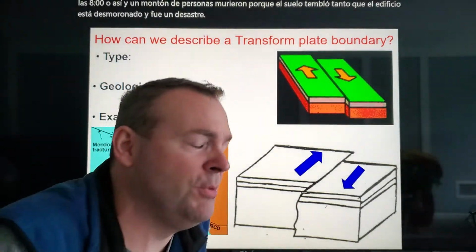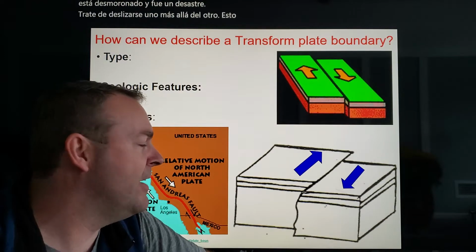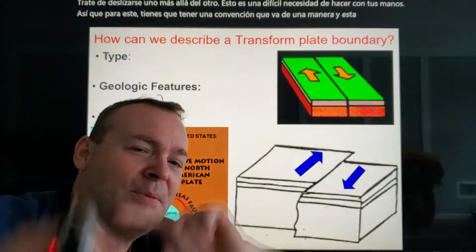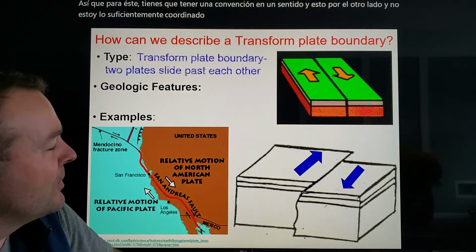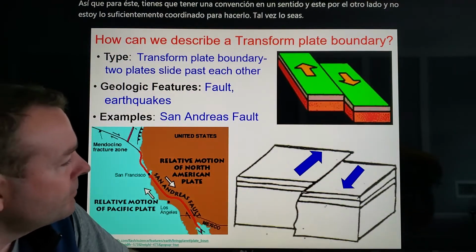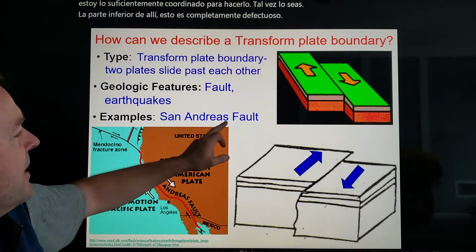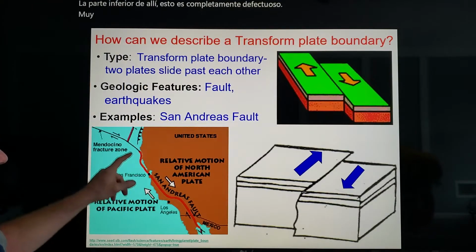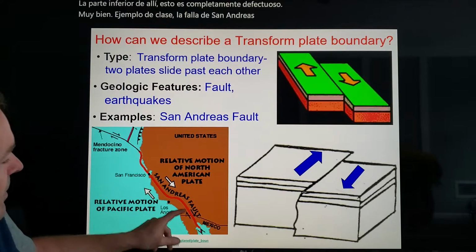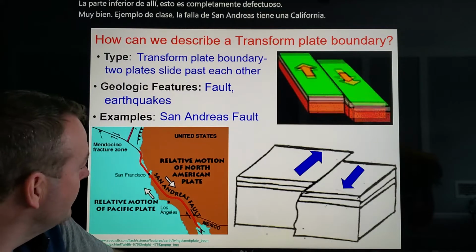This is a tricky one to do with your hands. So for this one, you have to have convection going one way and this the other way. And I'm not coordinated enough to do it. Maybe you are. But that's what's going on at the bottom there. This is called a fault. All right. Classic example, the San Andreas Fault. Here you have California. It's almost cut in half by this fault.